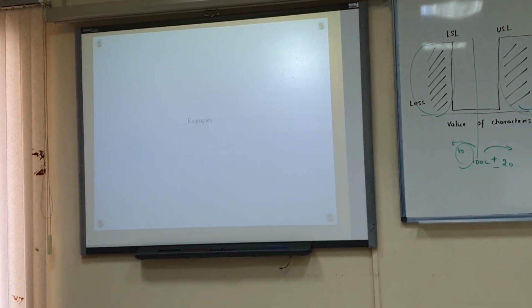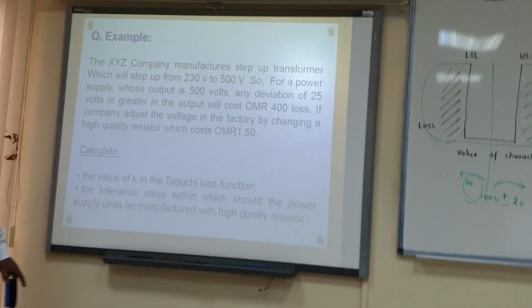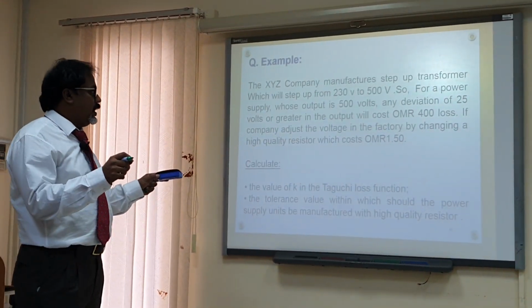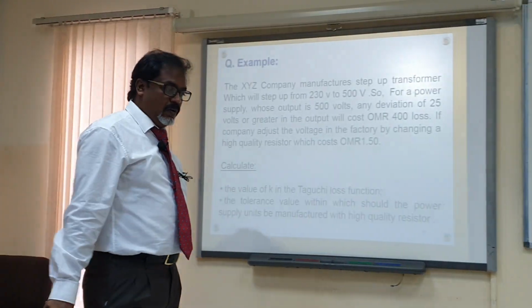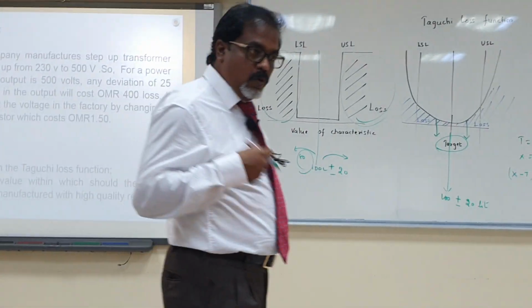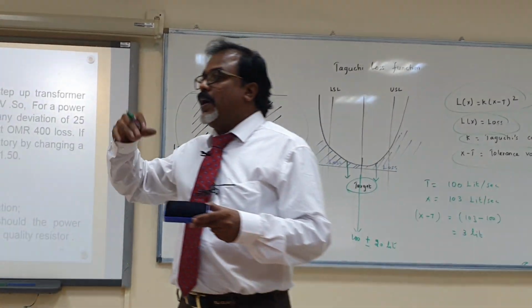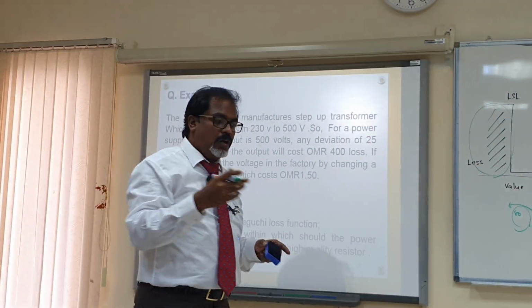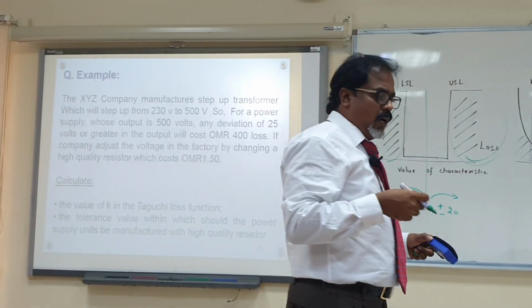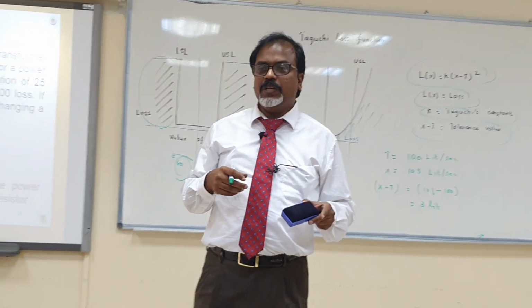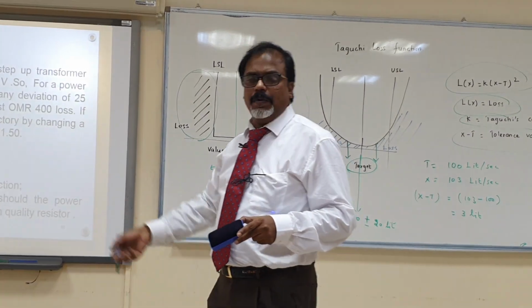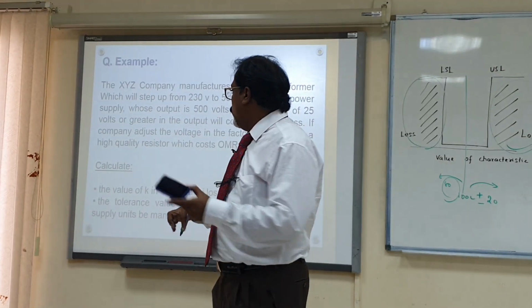Now I am going to explain some examples. Example number 1. What is example number 1 saying? The XYZ company manufactures a step-up transformer. What will a step-up transformer do? When you give some amount of voltage, it will step it up and give out a higher voltage. For example, we are giving 230 volts, which is the normal domestic supply voltage. When you give 230 volts and want to step up, you can step up to 300 volts, 400 volts, and so on. So you can step up this voltage.